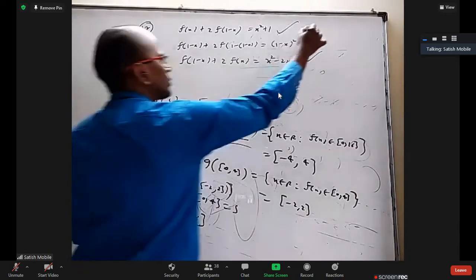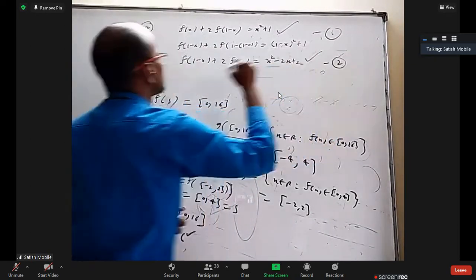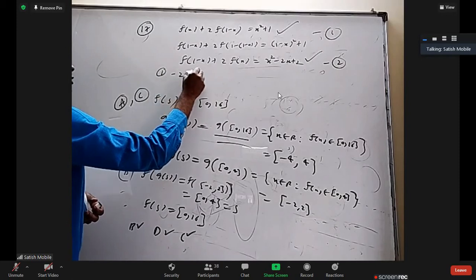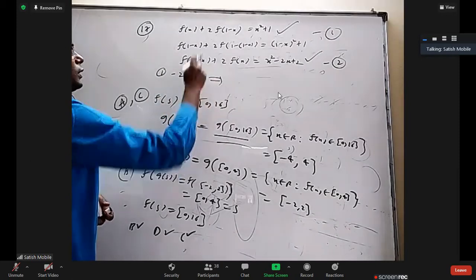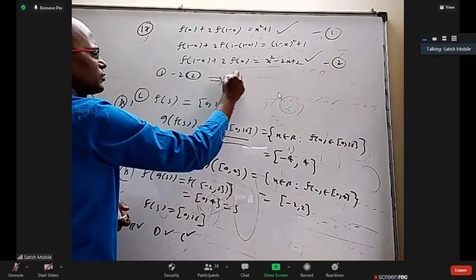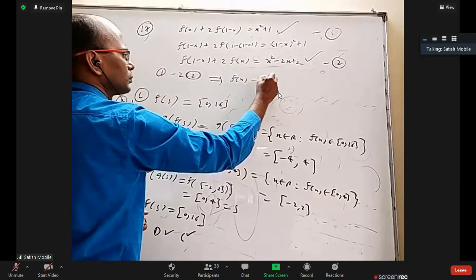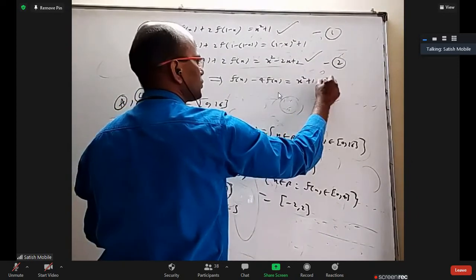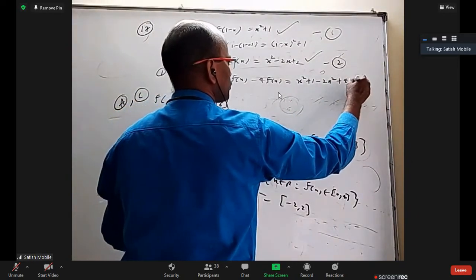So if I call equation 1 and equation 2, equation 1 minus 2 times equation 2. If I do this, this will cancel. F of x minus 4f of x equal to this minus 2 times this: x square plus 1 minus 2x square plus 4x minus 2.